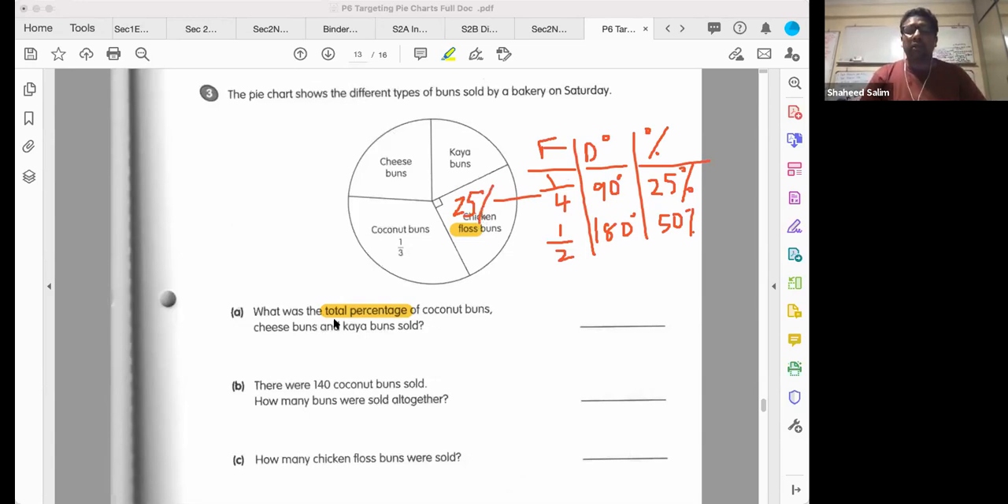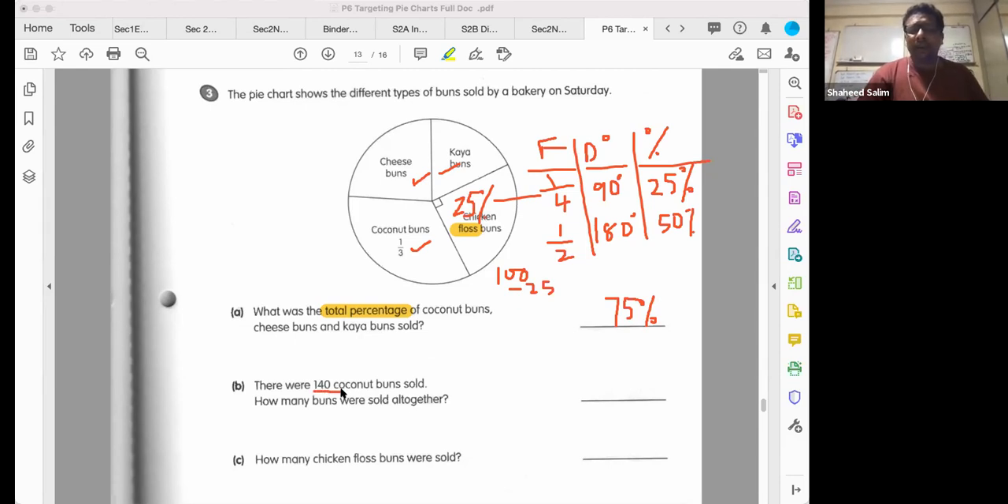What was the total percentage of the coconut buns, cheese bun, and kaya bun? Very simple. You just take 100% minus 25. 100% minus 25. What do you get? You get 75%. 75%. Next one.